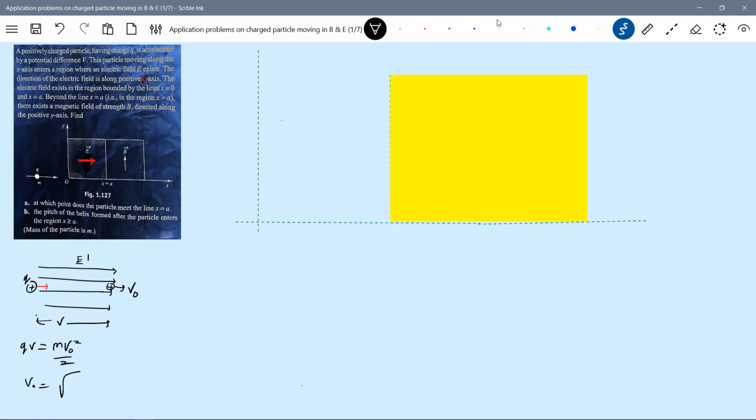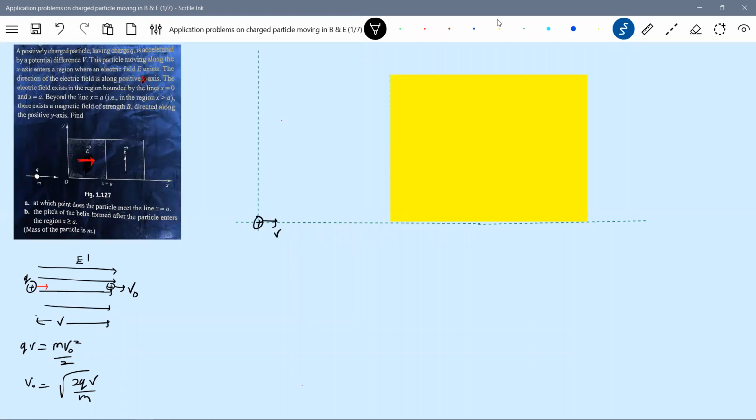So what is v naught in terms of these? v naught equals square root of 2qV by m. V is the potential difference through which the charged particle is accelerated. This is very important. I could have directly given the initial velocity v naught, but a student should have an idea that the charged particle will get accelerated due to that potential difference. Okay, now the charged particle will get into the problem.